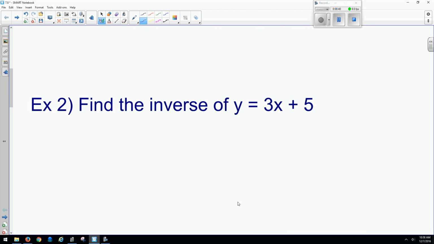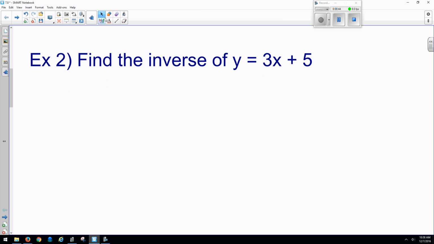So now we get to an equation. And for this equation, I want to find the inverse of this linear function. And so when I do that, I'm going to follow that same idea. I'm going to switch the x and the y. That's the first step. So if you want to write a procedure down, your very first step would be to switch x and y. So that's what we're going to do first.